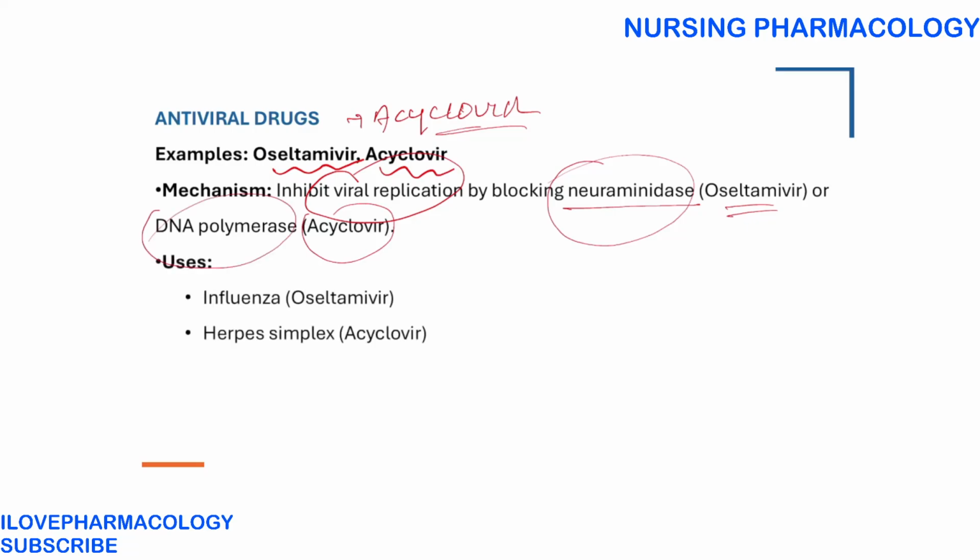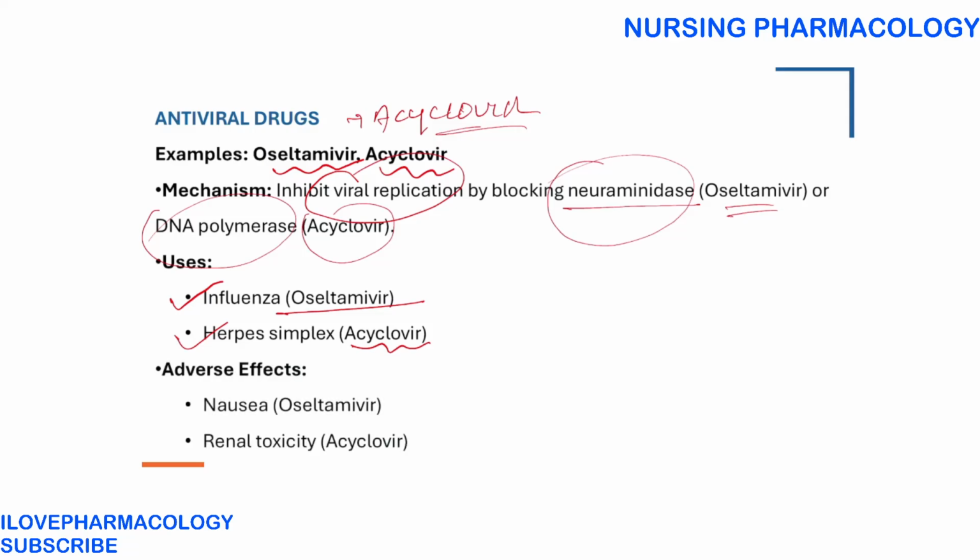So basically oseltamivir is used for treating influenza infections, whereas acyclovir is used to treat herpes simplex infection as well as herpes zoster infections. So side effects, oseltamivir can cause nausea, whereas acyclovir can cause renal toxicity.